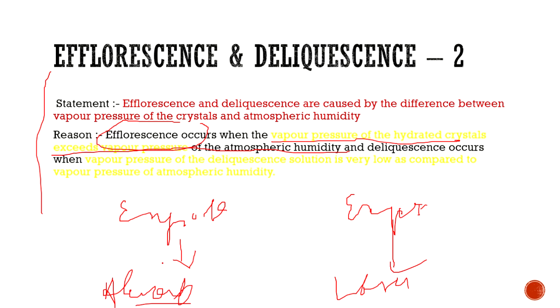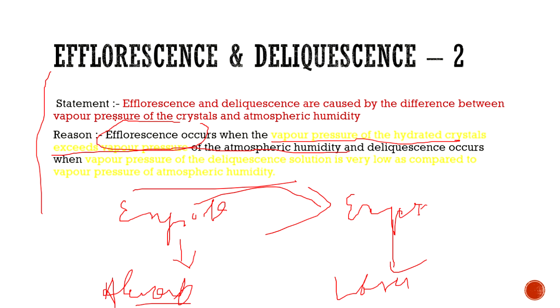Because deliquescence occurs when the vapor pressure is very low as compared to the vapor pressure of the atmosphere. Hence, efflorescence and deliquescence are different things. Efflorescence occurs when the vapor pressure of the hydrated crystal exceeds the vapor pressure of atmospheric humidity, while deliquescence occurs when the vapor pressure of these water-soluble salts is very low as compared to the vapor pressure of humidity.